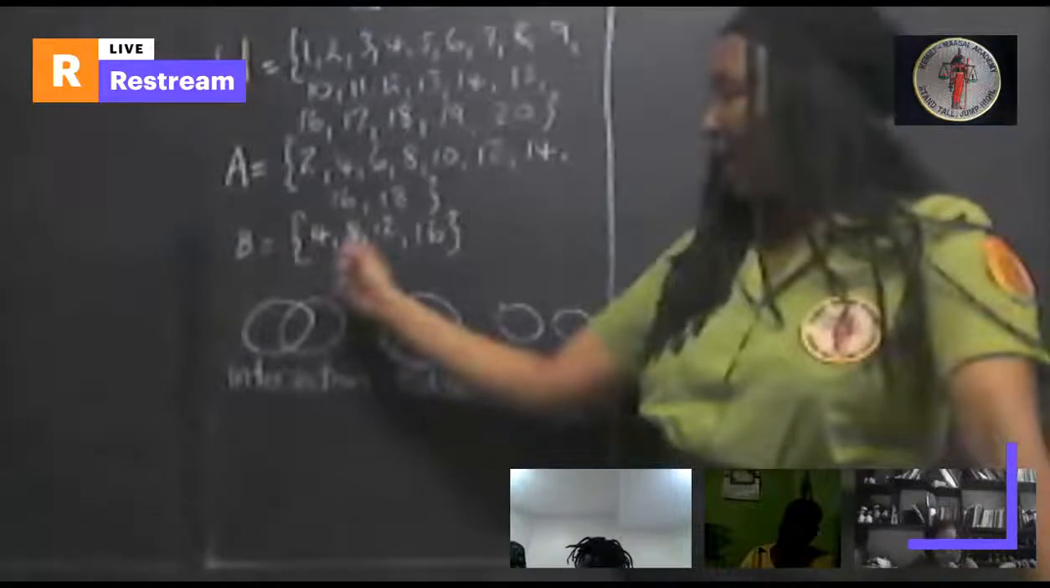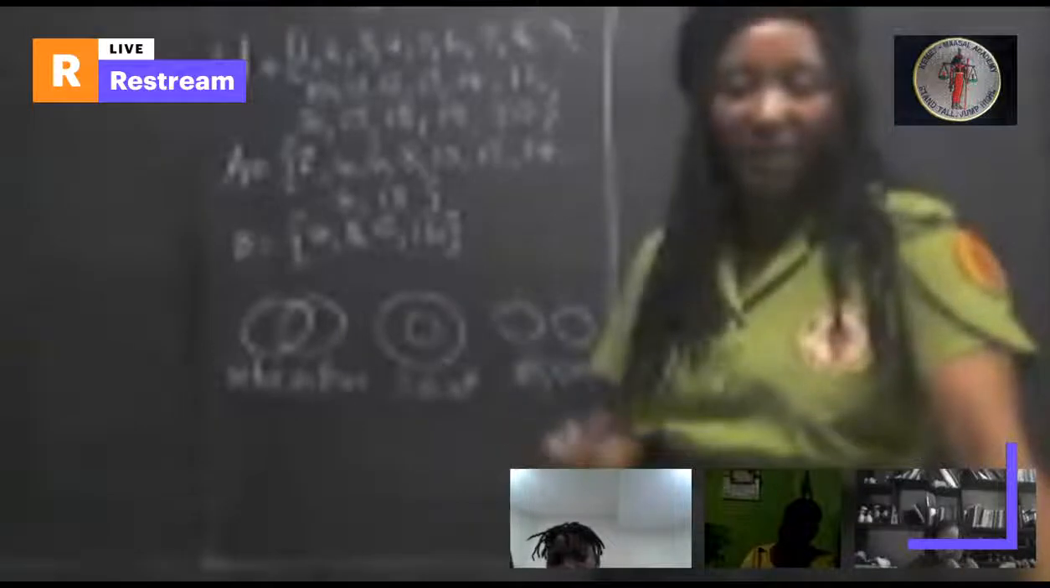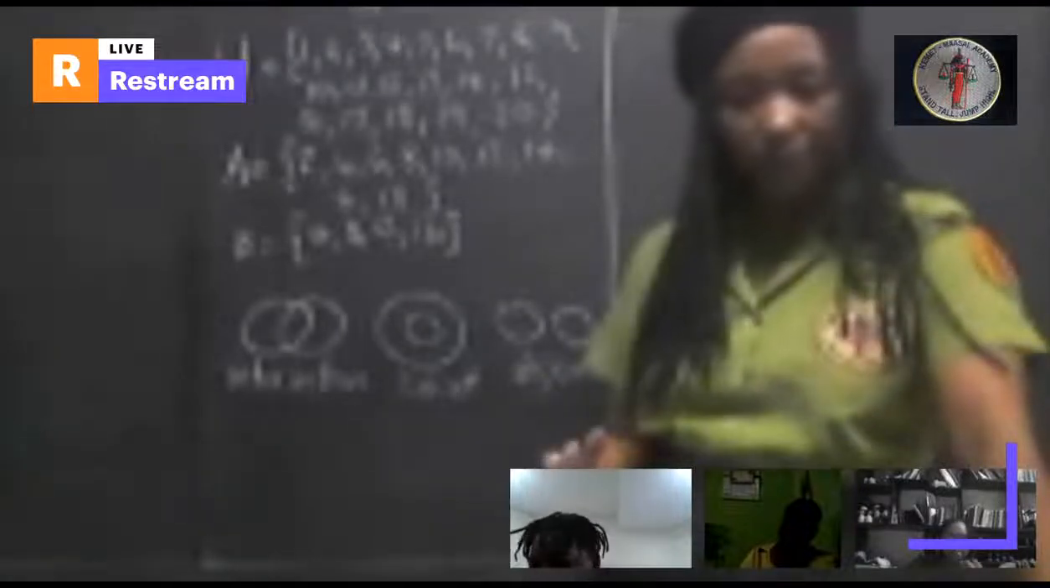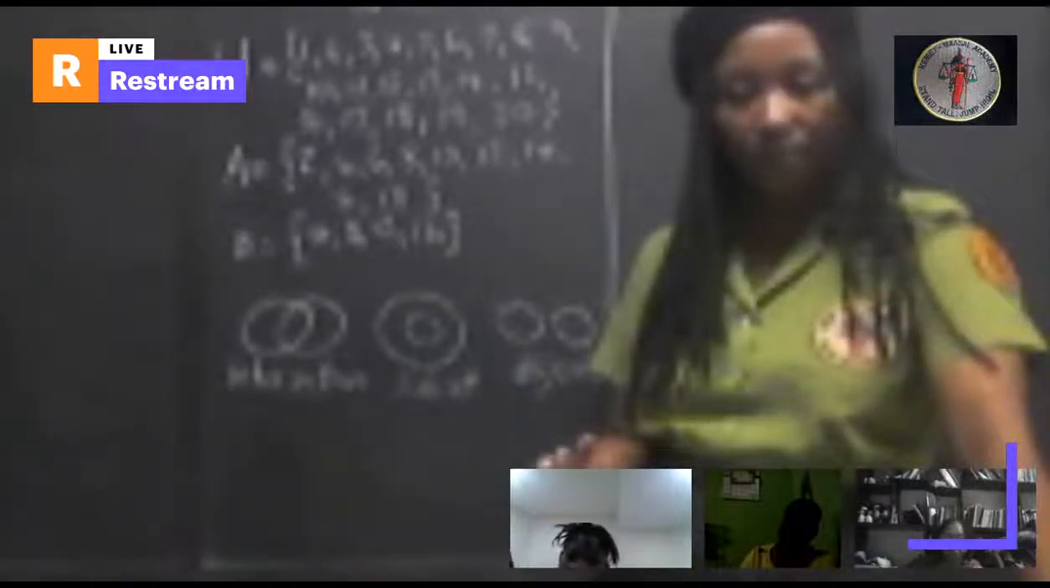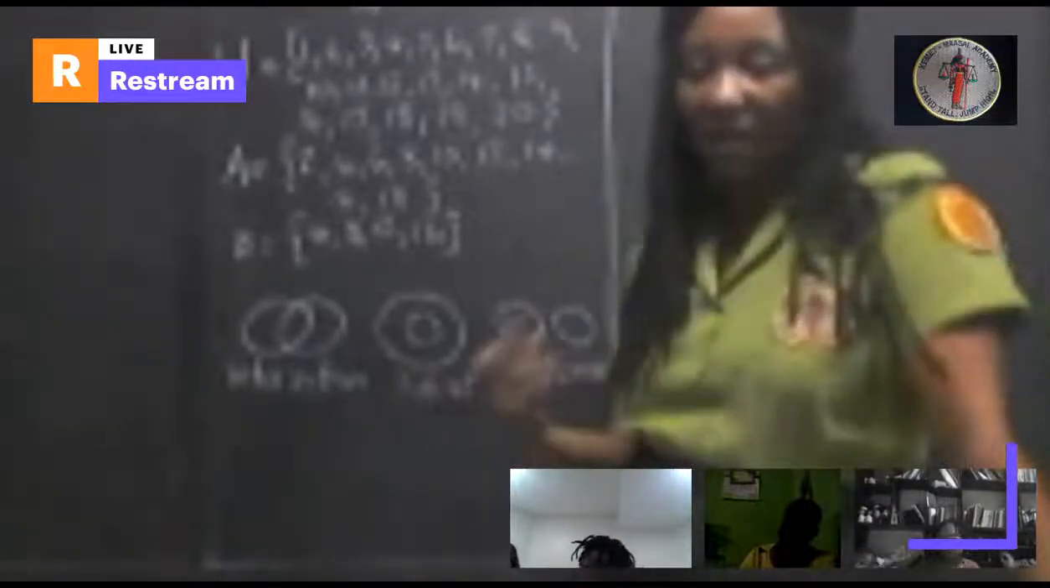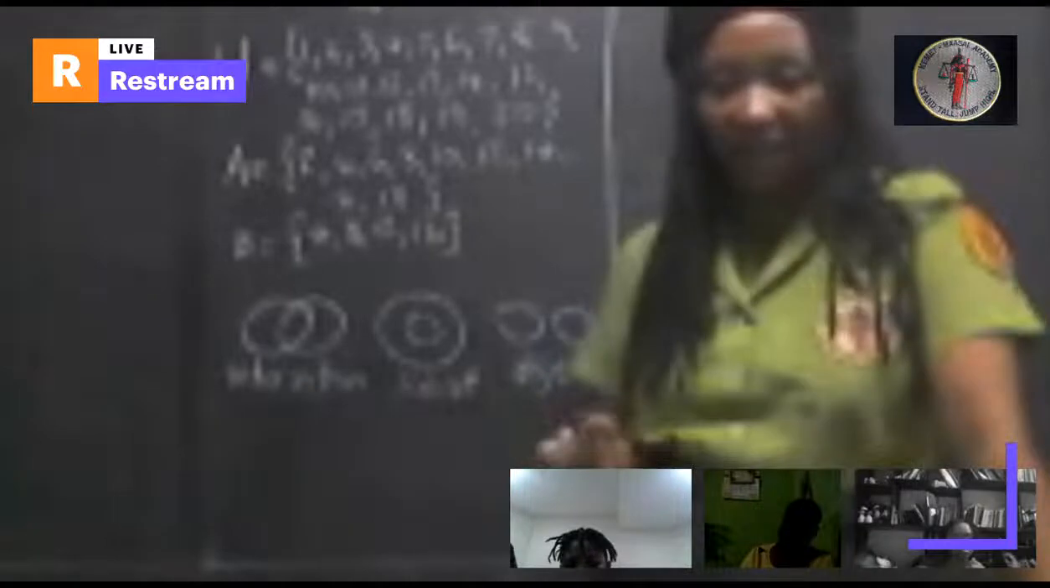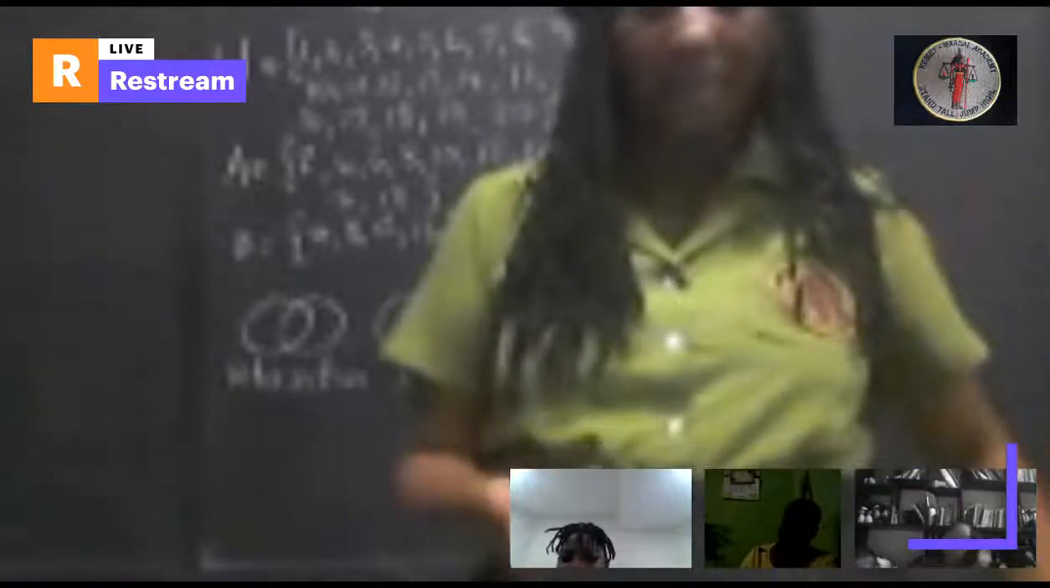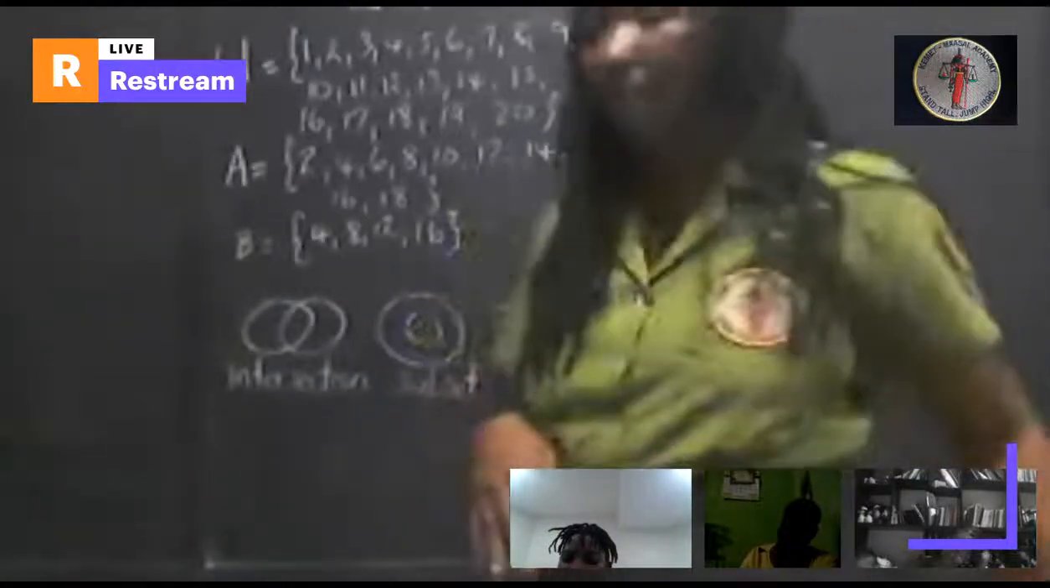So which set will be within which? Will A be within B or B within A? Miss, B would be within A. So Drayshawn is saying A within B and Iman is saying B within A. What did you say, Drayshawn? Miss, I said B would be within A. Yes, all right. So let's draw B in A.